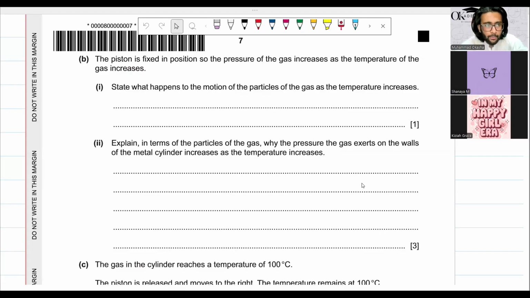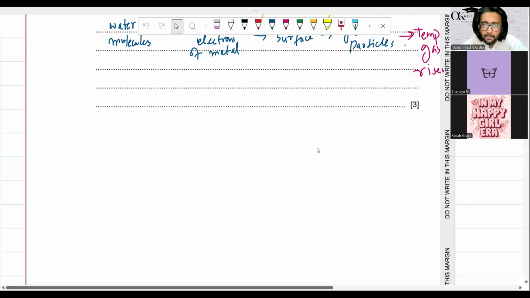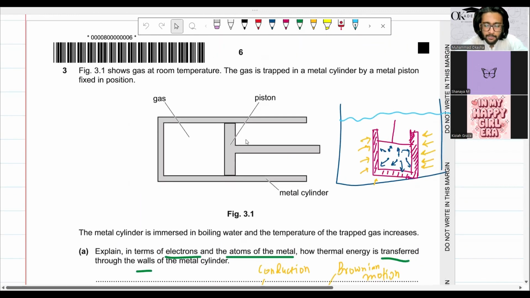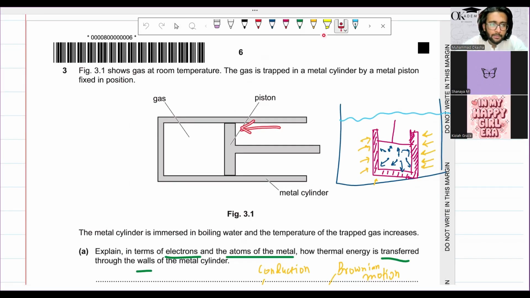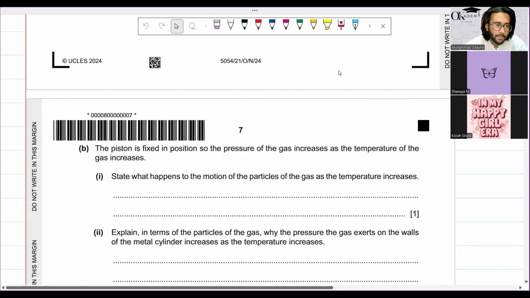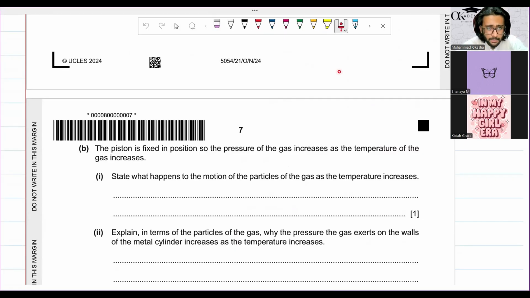Okay. Part B of the question says the piston is fixed in a position. So if you look back at this, we keep the position of the piston fixed somehow. Maybe we're pressing it, or maybe we find a way to keep the piston fixed. The piston is not moving in either direction. The piston remains fixed at this place. So the pressure of the gas increases as the temperature of the gas increases.